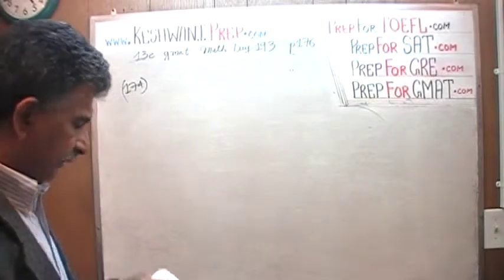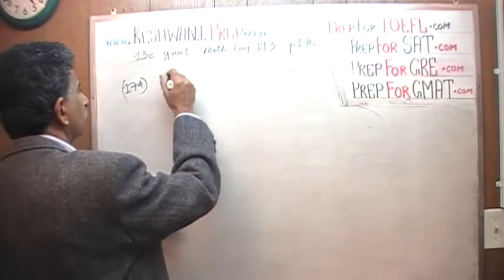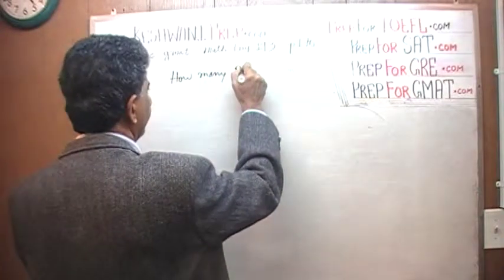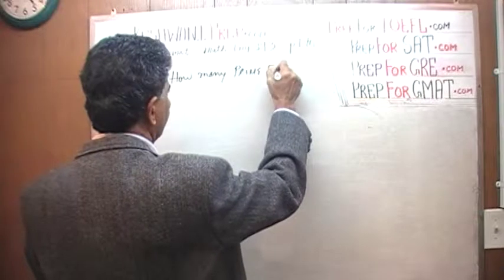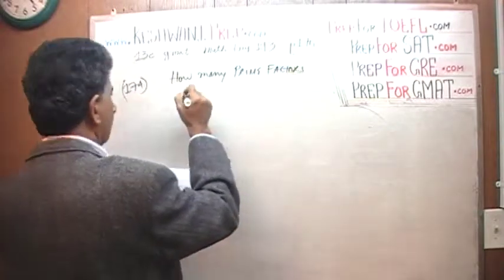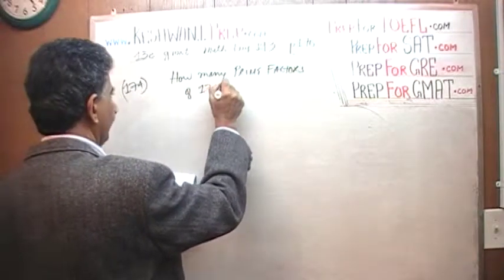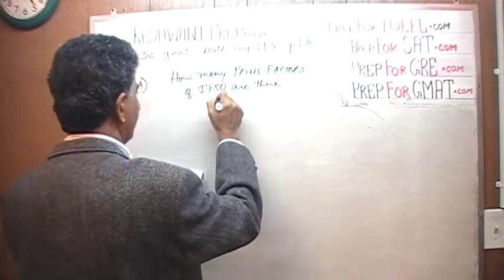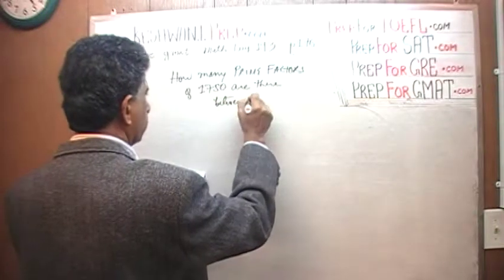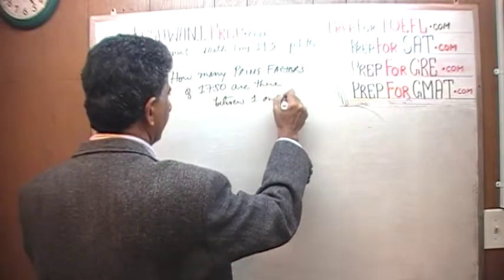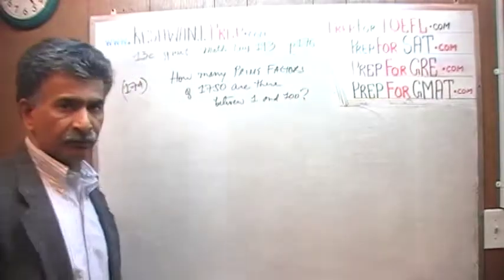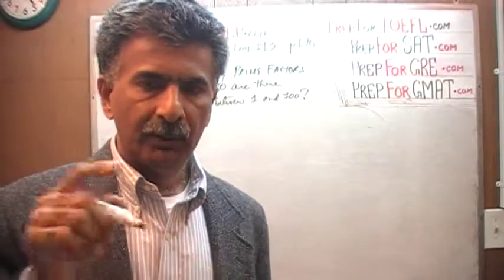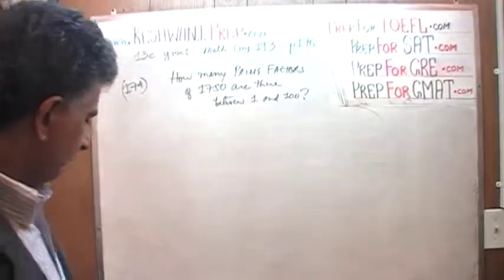Let's do the next one, shall we? The next question says, how many prime factors of 1750 are there between 1 and 100? So they want us to count all the prime factors of 1750 that lie between 1 and 100. Well, let's find out.